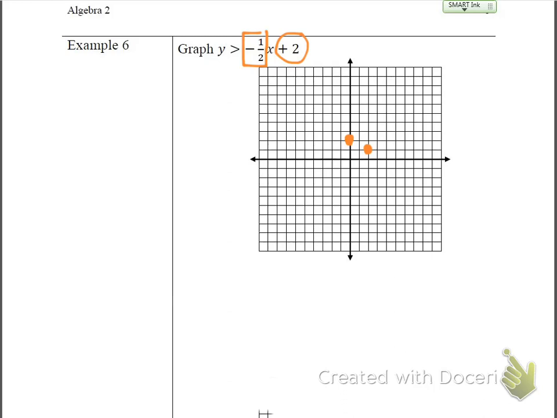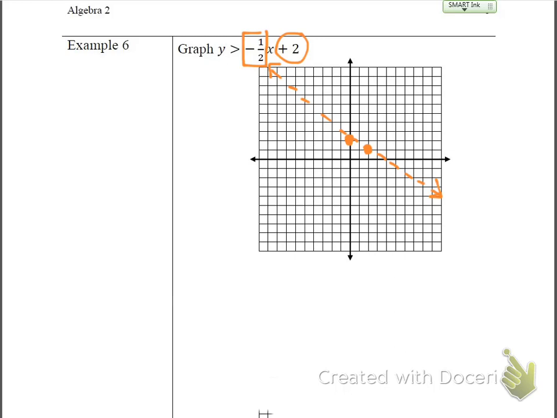Now my inequality is just greater than. There's no equal sign, so what kind of line should I have? Dotted. It's like barbed wire. Since there's no equal sign, you can't touch it, so we have to draw a dotted line. These dotted lines are really hard to draw straight. Okay, so there's my dotted line.